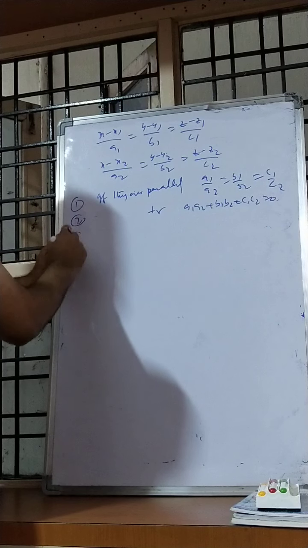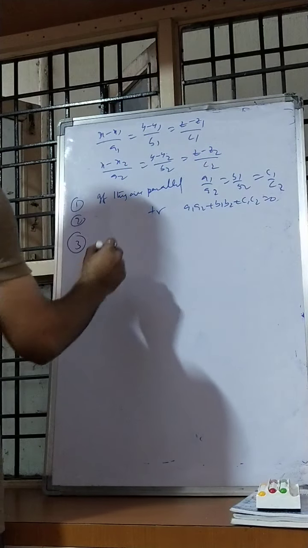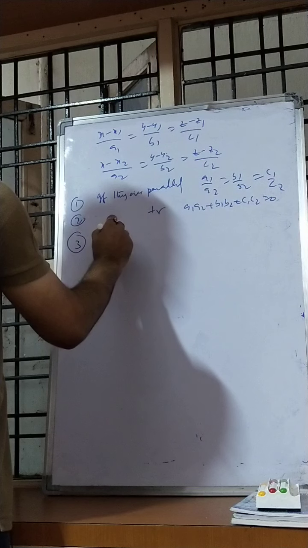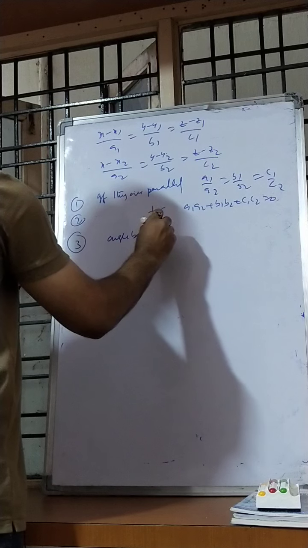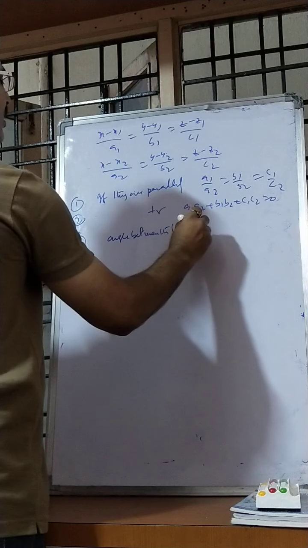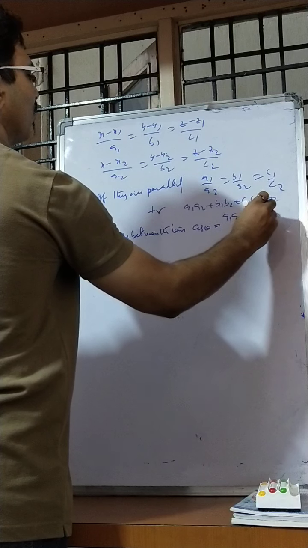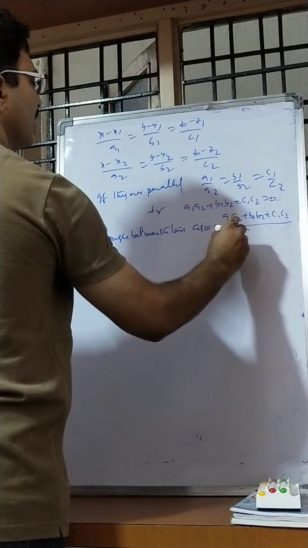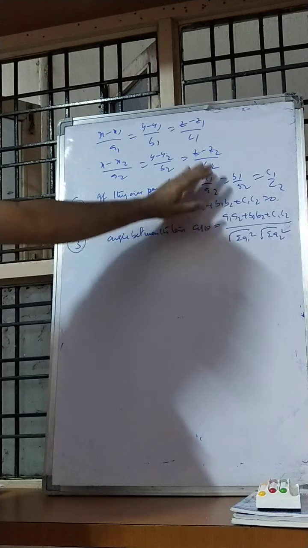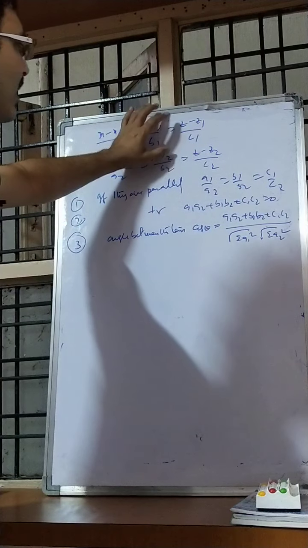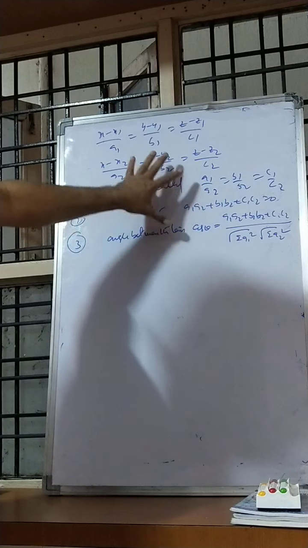Third one, they may ask you for the angle between the lines also. What is that? Cos theta is equal to (A1 A2 plus B1 B2 plus C1 C2) divided by the square root of sigma A1 square times the square root of sigma A2 square. Right? Using this formula, they may ask you the angle between the lines. You can get it. Three questions you can solve like this.